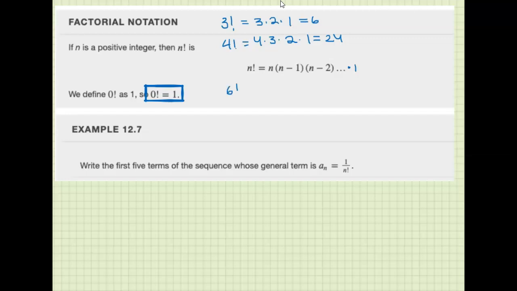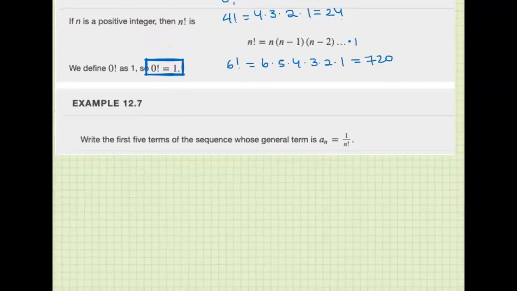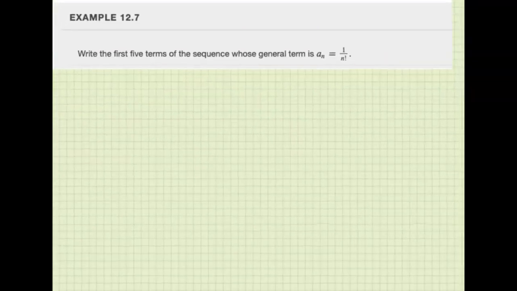How about 6 factorial? 6 factorial is: start with 6 and count down. 6 times 5 times 4 times 3 times 2 times 1. So we have 24 times 5 is 120, times 6 is 720. They get pretty big pretty quick. We're going to need this factorial notation in some of the problems we're going to do.